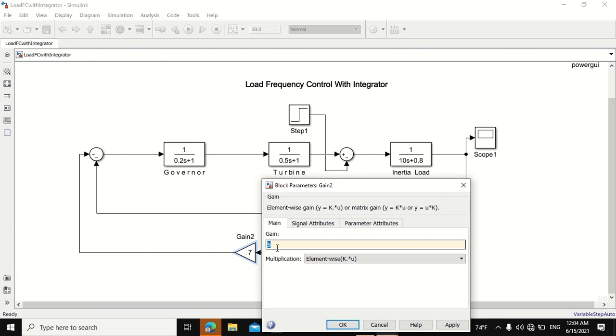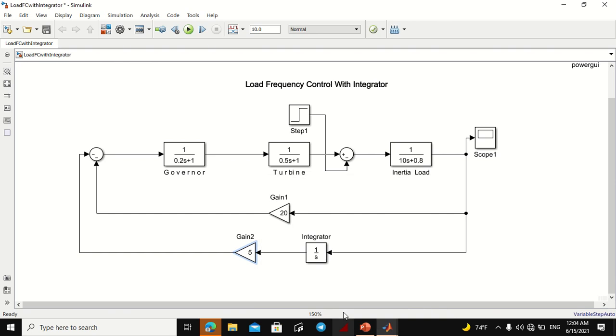For instance 5, 4 or 0.1. It's up to you. This gain also can be changed.